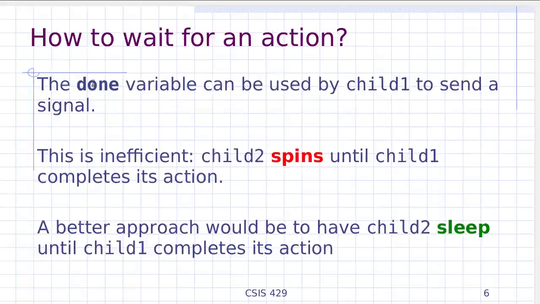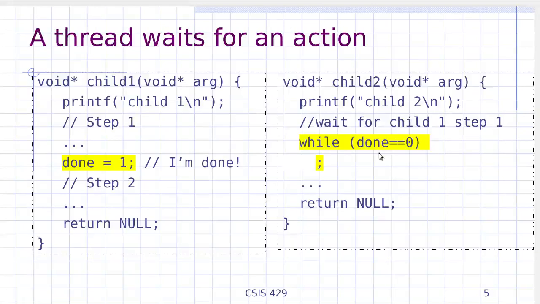Okay, so this done variable can be used by child 1 and child 2. For child 1 to send a signal, that's what it's called. So you're sending a signal indicating that child 1 is done with something and child 2 is waiting for that signal. It works, but it is inefficient in that child 2 is set up to spin. It's doing this infinite loop thing.